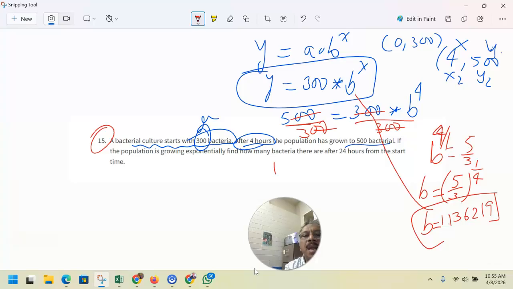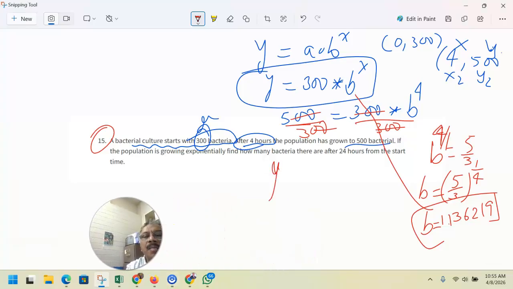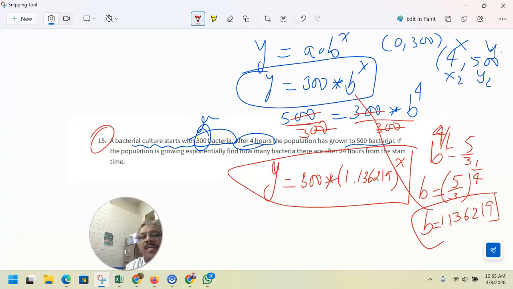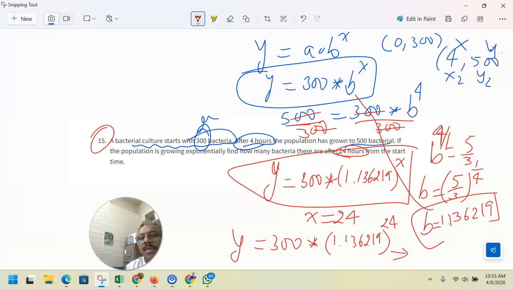So plug it here and you get the exponential model y is 300 times 1.136219 raised to x, right? And you're done. Now next, they ask you what about 24 hours? So you have to put x equals 24, and you just put this in the equation, the model, and put raised to 24, and the calculator will do the work, and you should get 6429.99. I hope that makes sense. Let's go to another.